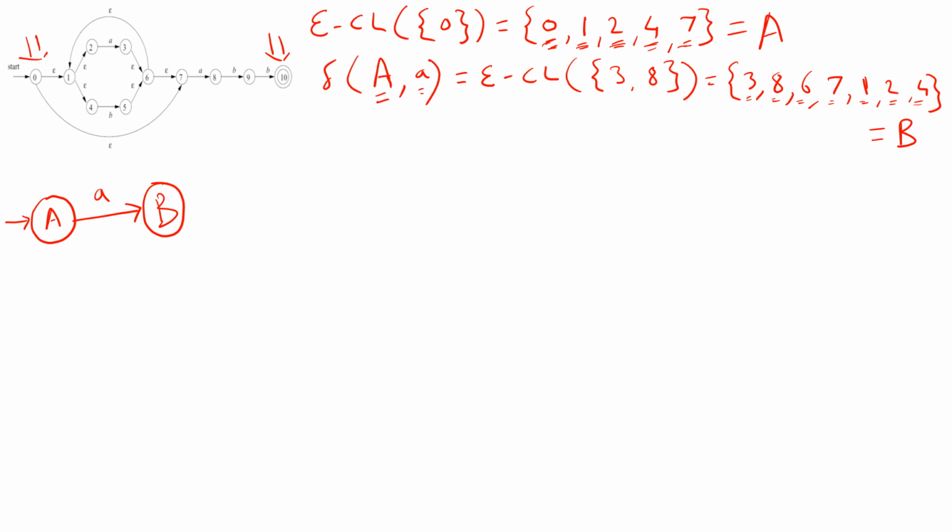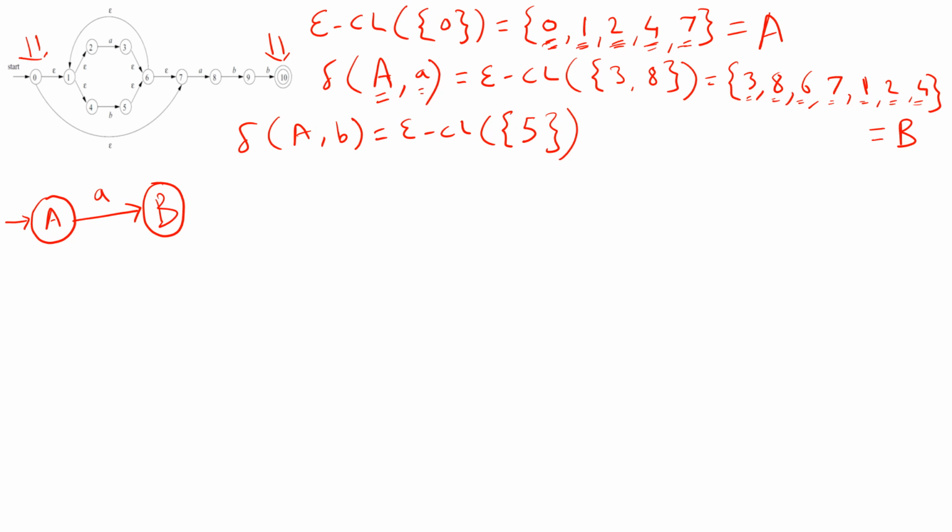Okay. Now we will calculate delta A comma B, which is again epsilon closure of what? State A contains 0, 1, 2, 4, 7. So 0 and on input symbol B. 0B, no transition. 1B, no transition. 2B, no transition. 4B, there is a transition to 5. 7B, there is no transition.